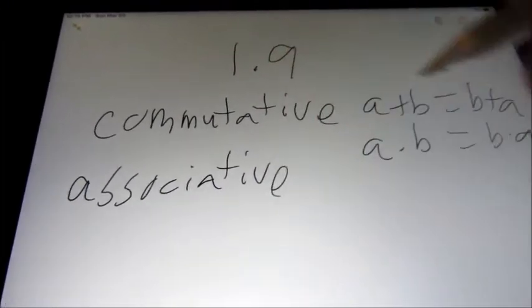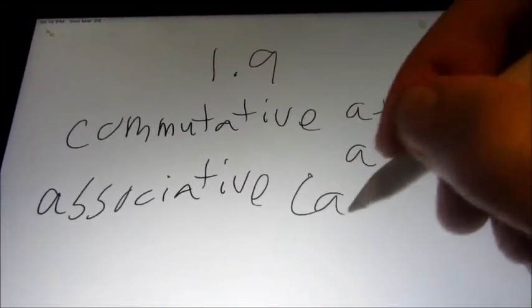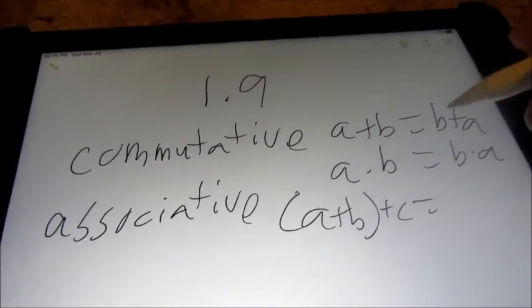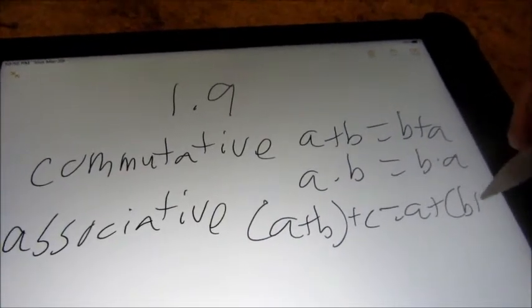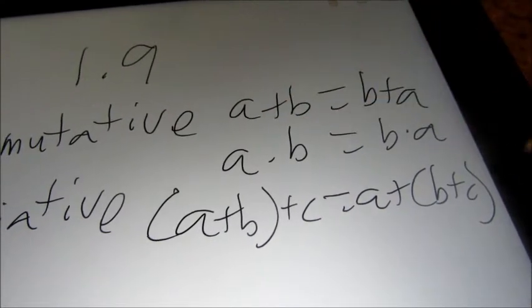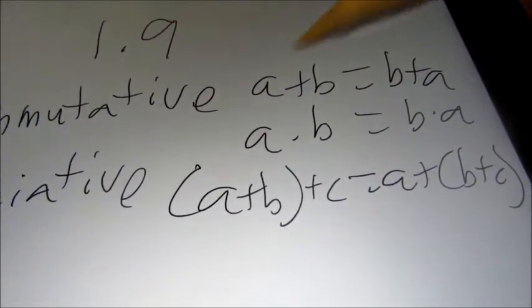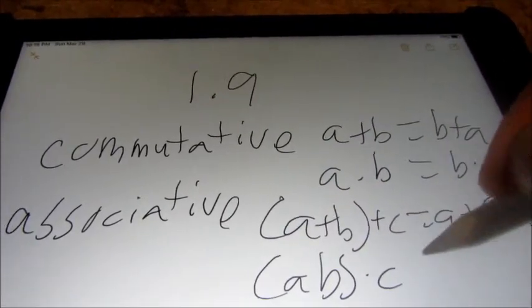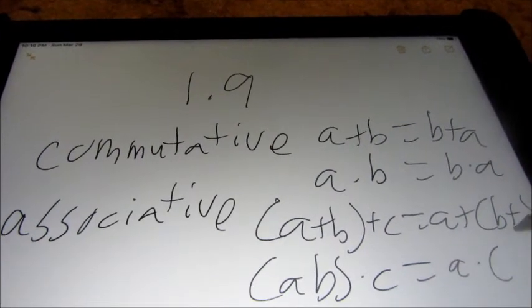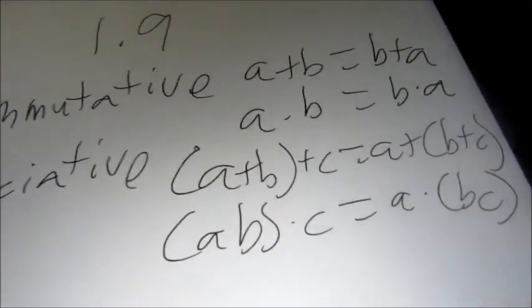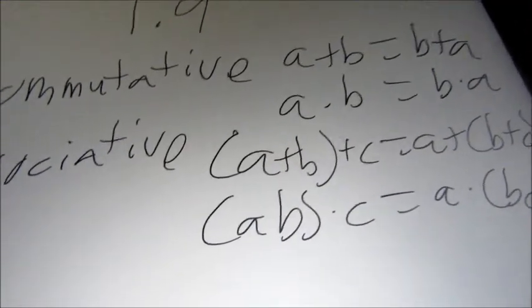The next one is the associative. And that is if you have A plus B in parentheses plus C, that's the same as saying A plus in parentheses B plus C. It's pretty much the same as the commutative, and it's saying it doesn't matter what order you add the numbers in. It's just that this time there are 3 of them. And then likewise, A times B times C is the same as A times B times C. It doesn't matter what order you're adding or multiplying, however many numbers you have.